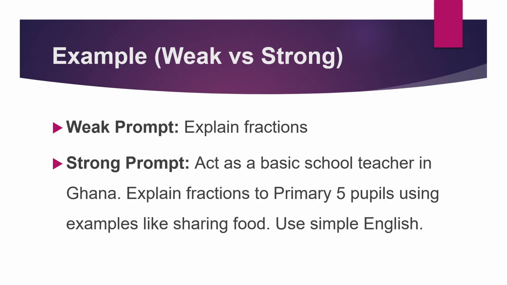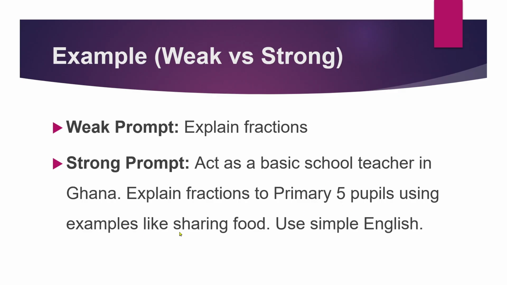But for this one to be a very strong prompt, you need to give it a context, give it a task, give it a role, so that AI will understand what you want. So a strong prompt example is you should tell AI, for example, act as a basic school teacher in Ghana. Now you have given it the role, basic school teacher, and also you have given it context, Ghana. So now it understands what you are trying to say. And also you go further by saying explain fraction to primary 5 pupils.